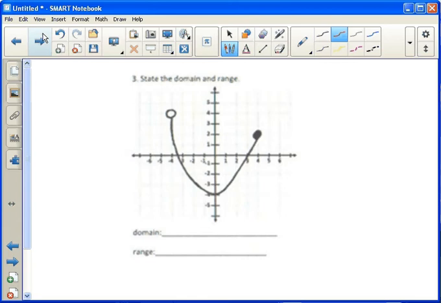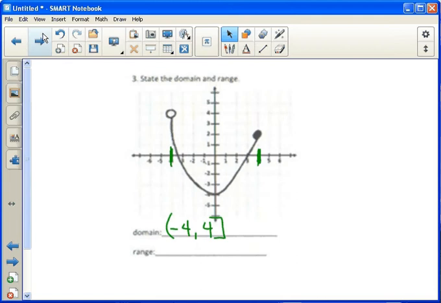Okay, here we have state the domain and the range. Remember, domain is left and right, range is up and down. So domain, the farthest left we go is -4. The farthest right we go is +4. So my domain is from -4 to 4. And with domain and range, you have to be careful about parentheses versus brackets. Infinity and open circles get parentheses. Everything else gets brackets. So at -4, we have an open circle. It gets a parenthesis. At +4, we have a bracket because it's not an infinity or an open circle. So domain is left and right. It's all about the x values.